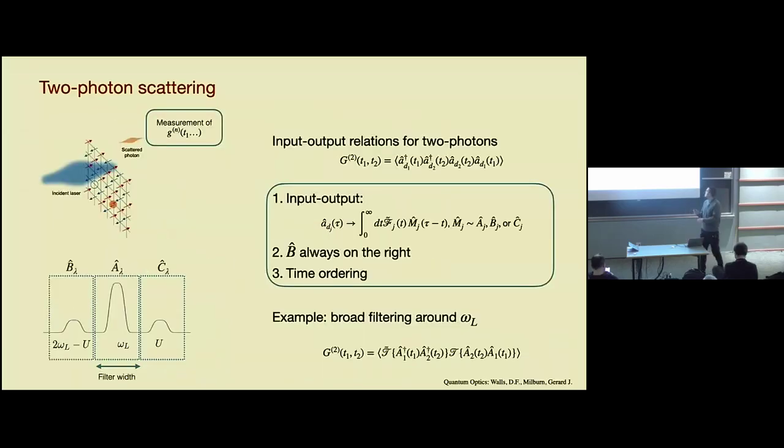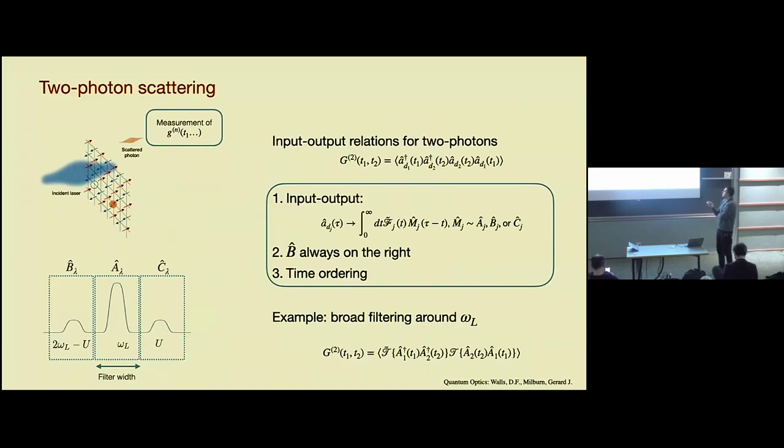So let me just summarize the effective input-output formalism for the two-photon scattering. Here I just take an example of the G2 correlation function. In order to relate this G2 correlation function to the matter, we just need to replace again the photonic operators with the convoluted matter operators, where M is either A, B, or C, depending on where the filter is tuned. So we have this control over what kind of energy sector we want to explore.